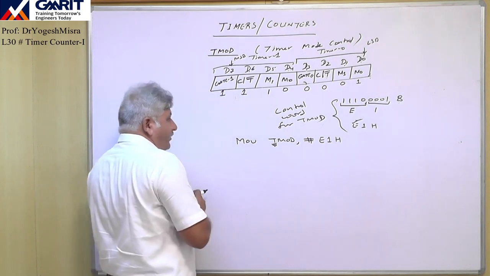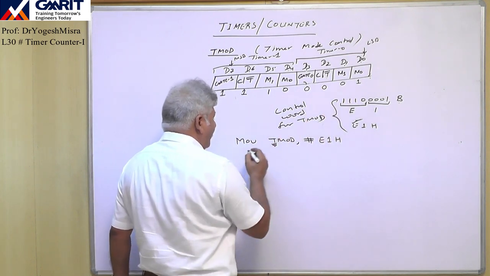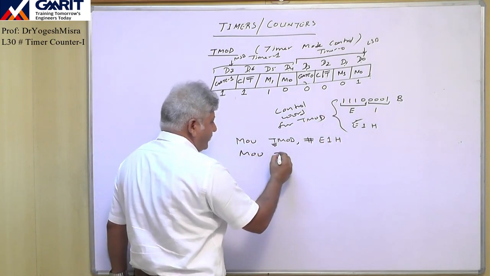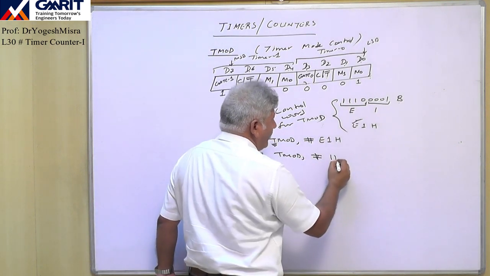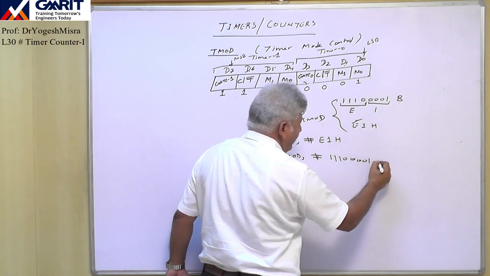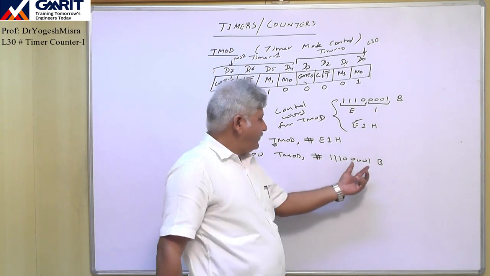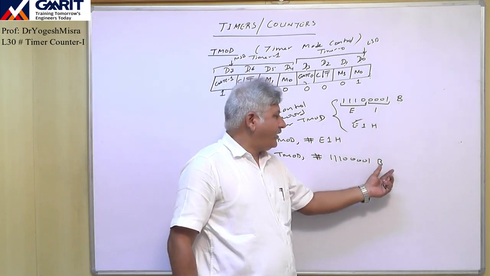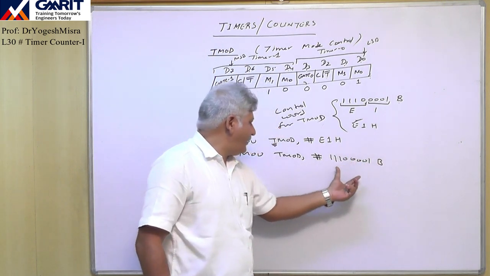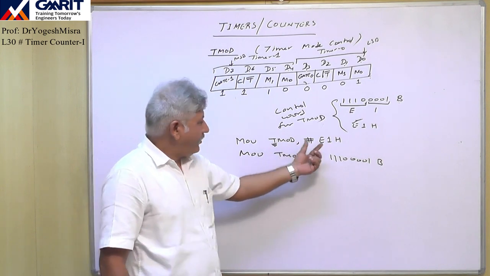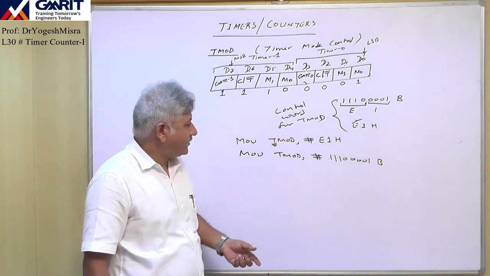So we can write the hexadecimal number in the TMOD register, or the same binary number also you can write. You can write the same instruction this way also: MOV TMOD, #11100001B. This is hash. In this case, since we have written B, the assembler will understand that whatever we have written is a binary number. So directly these 8 bits will be loaded in the TMOD register. Or if we have written E1H, then this number will be loaded in the TMOD register.